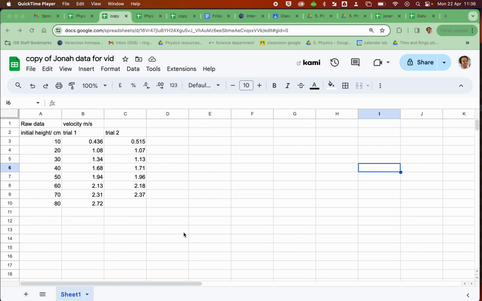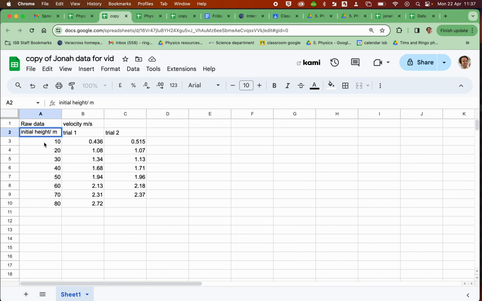I have a copy of Jonah's data, or his group's, and they did a great job with this data, so I'm going to show you how you can do the processing. For this height over here, I would rather have it in meters, so I'm going to change centimeters to meters, and change this to 0.1 meter, this one to 0.2 meters. Then I'm going to highlight those two and drag this blue dot down, and that should continue the trend.